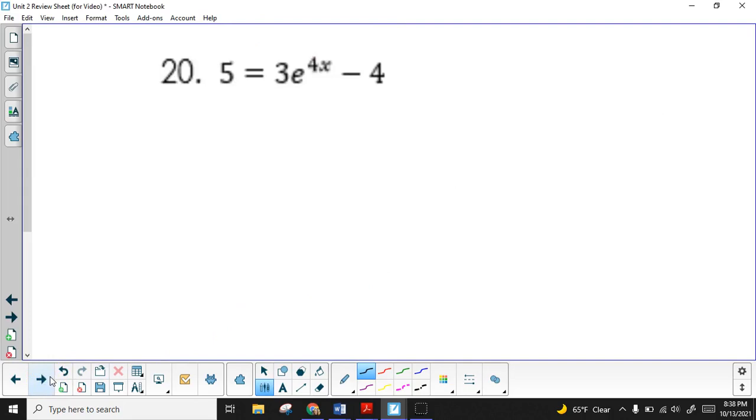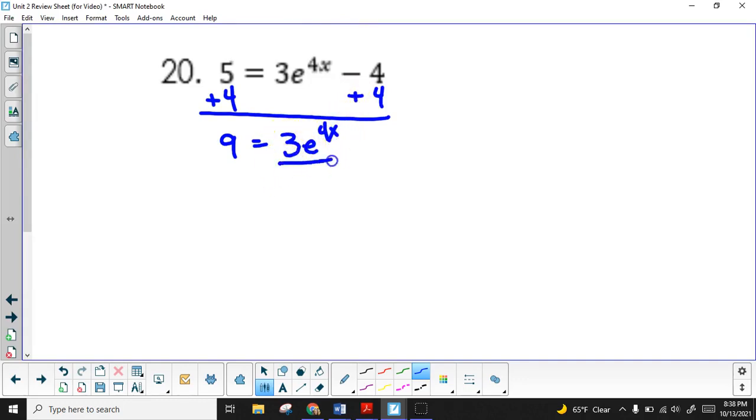Number 20. 5 equals 3e to the 4x minus 4. So we need to get this x by itself, so we need to isolate this 3e to the 4x. So first step, let's just do some algebra. Let's add 4 to both sides. That gives us 9 equals 3e to the 4x. Now the simplest thing for us to do here will be to divide by 3. It's not the only thing we could do, but it's definitely the simplest thing. That cancels out here, and 9 divided by 3 gives us 3 equals e to the 4x.